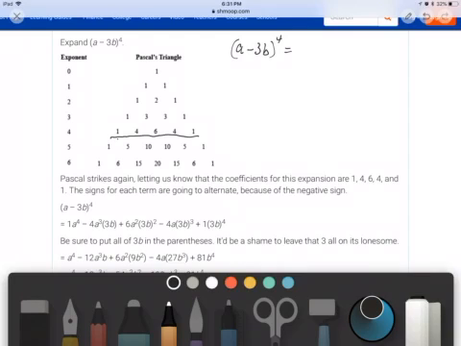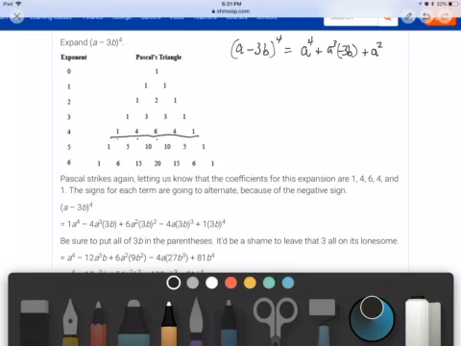Since we're going to start off with 1, we're going to have a to the fourth. And then we're going to have 4. So this is going to be, I'm just going to put plus. So we have a to the third times a negative 3b. This is what I'm thinking here. Okay? And then we're going to have the one in the middle here. And this is going to be plus a squared.